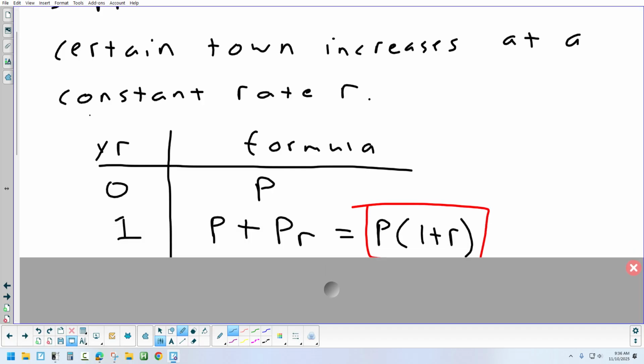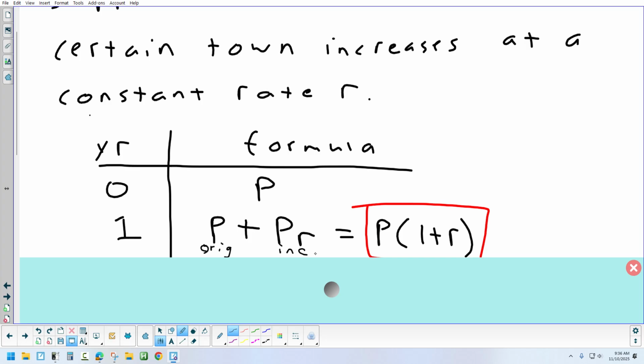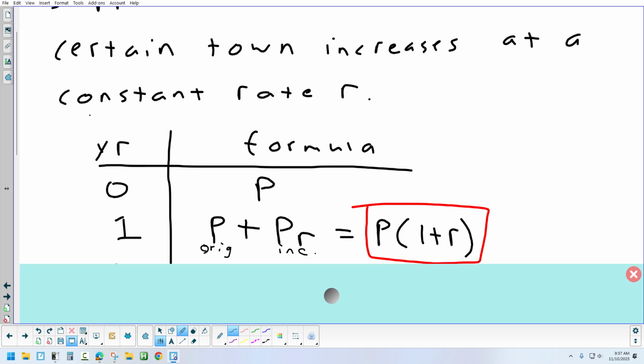Right. If you take the original population, so this is the original amount. This part right here is the increase. It's your population times your percent. 100 plus 10 gives you the new population. All I've done with the expression on the right, and you'll see why in a minute, is I factored out the P. Okay, so for year 1, this was your original population. This was the amount of increase.